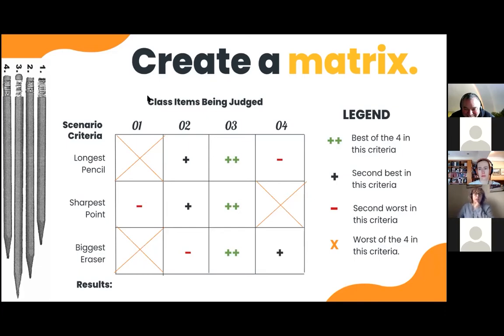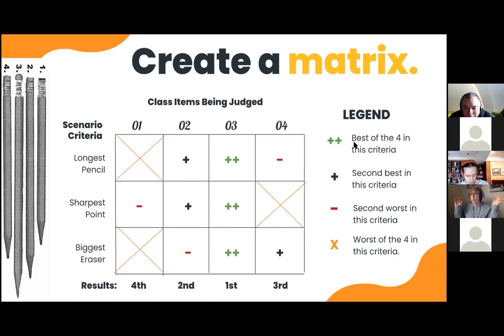So now we have our matrix filled out, and again, we're doing this for the total 4 items of the class. We could even compare just number 3 and 4 if we were trying to split a pair in some case. This is a tool you can use whether you're comparing all 4 items or just 2 items out of the class. So now let's look at the results.